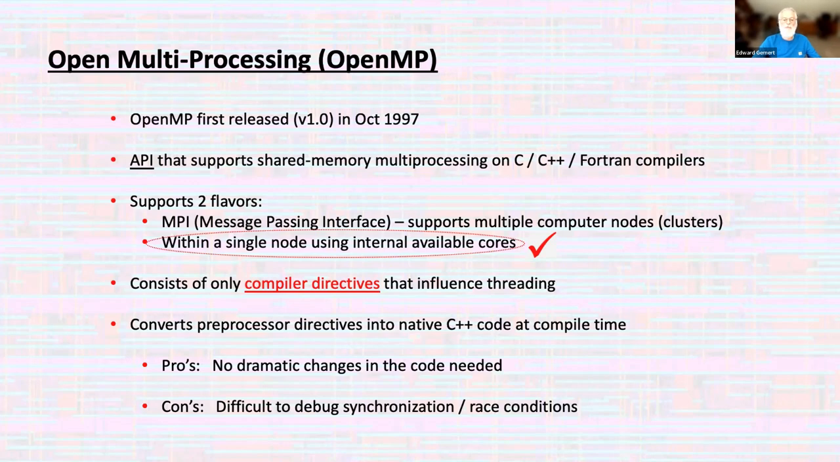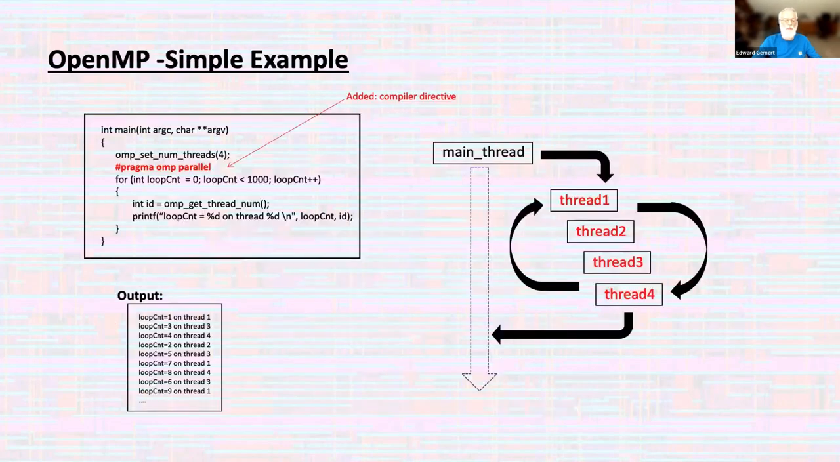A simple example that's just going to print out the loop count and the thread number. And for OpenMP, all you would need to do is add in this directive, pragma omp parallel. It says the next statement must be a loop. And basically, it's going to take the main thread, and it's going to spawn different threads out for each pass of the loop until it's done processing. And then the threads are killed, and then the main thread continues again.